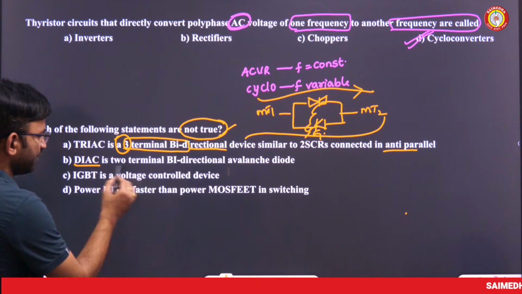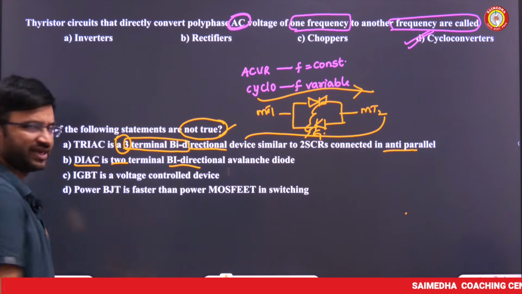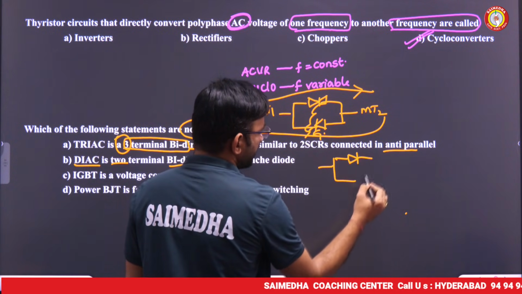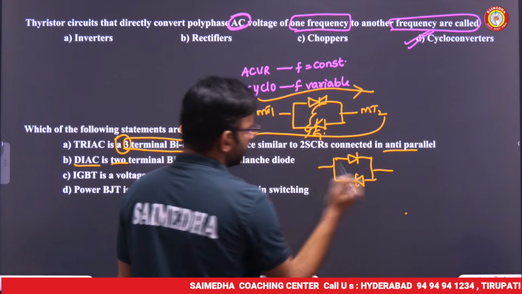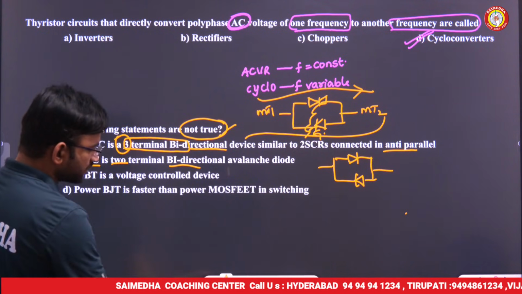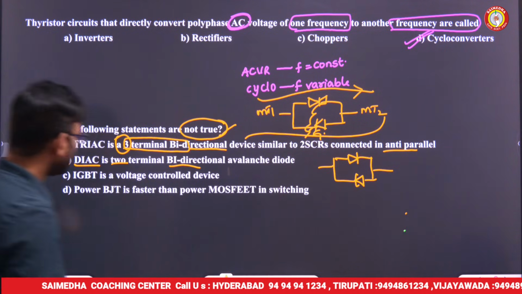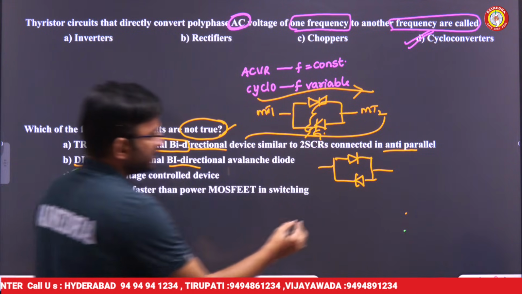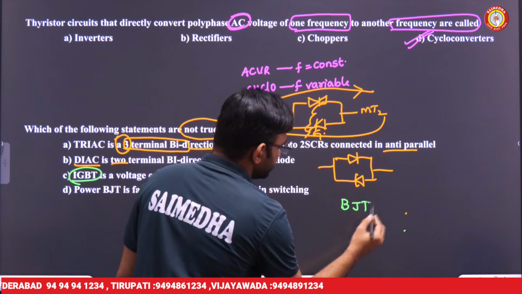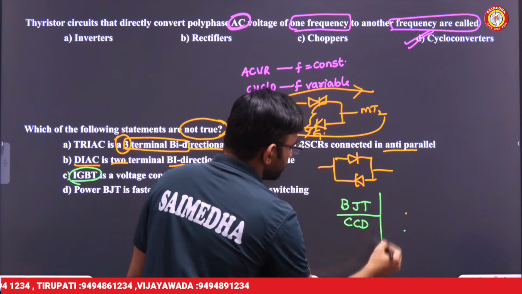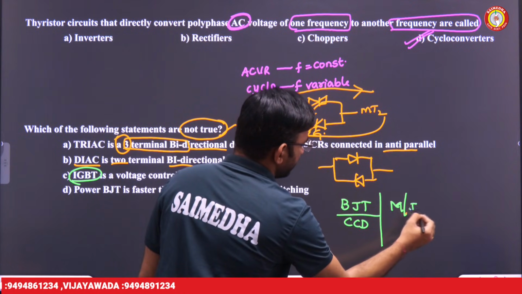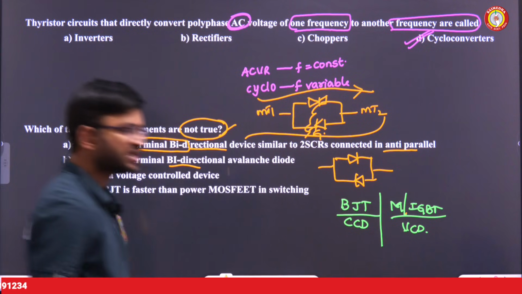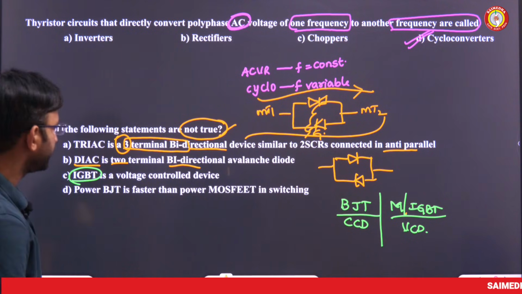Diac is a 2-terminal device. Yes. It is also bidirectional. Diac is nothing but two diodes connected in anti-parallel fashion. So it will allow the current in both ways, sir. So that's why it is also bidirectional, sir. Next one, IGBT is a voltage control device. Yes or no, sir? BJT is a current control device. Whereas MOSFET and IGBT both come under voltage control devices.